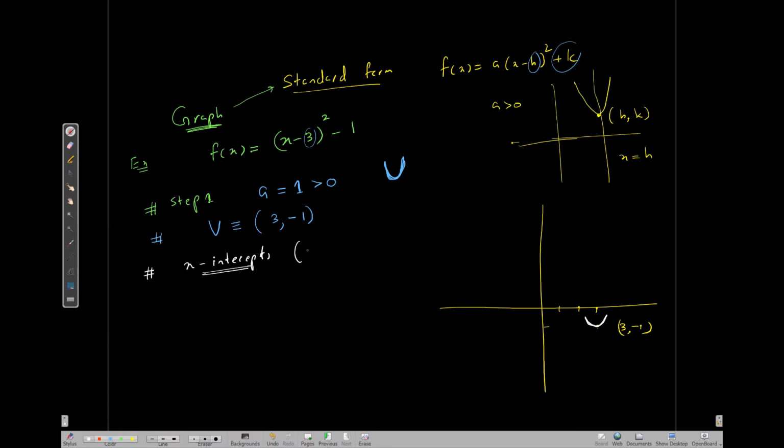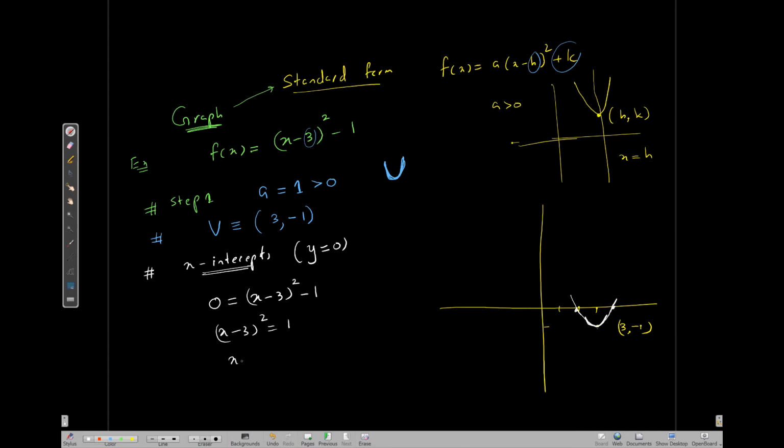In order to find the x-intercept, you have to make y equal 0, because wherever it's going to hit, those places have y values of 0, right? So y value means f of x value. So 0 equals (x minus 3) squared minus 1. Well, what we can do is use the square root method. (x minus 3) squared is going to be equal to 1.